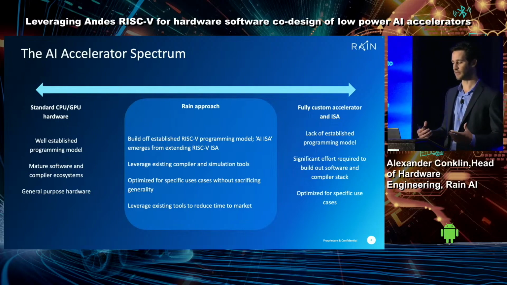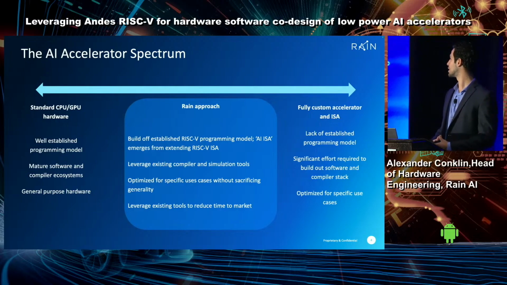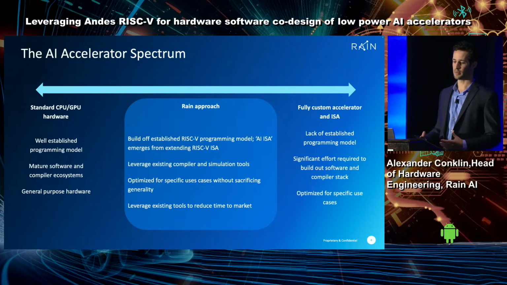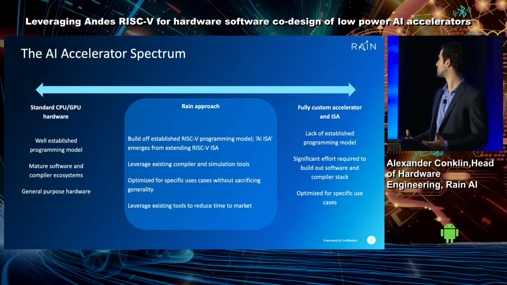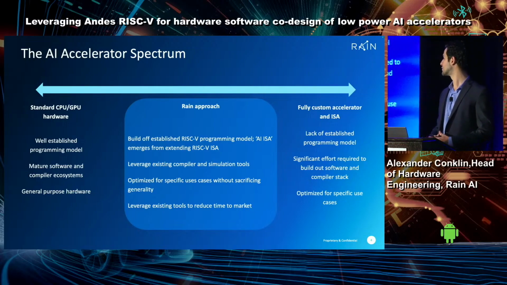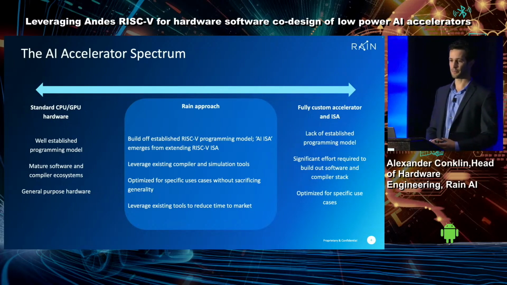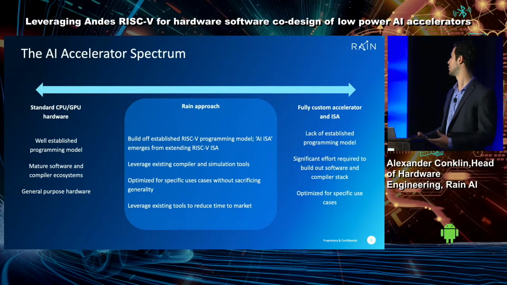One of our core competencies is in custom silicon design and building really performant accelerator blocks, but we want to leverage some of the software and programmability models that are available. So we build off an established RISC-V programming model. We create an AI ISA that emerges naturally by extending the RISC-V ISA. We're able to leverage the things that RISC-V does well. It's open source. A lot of people care about software. There's LLVM. You can buy a RISC-V processor off the shelf today, and you can compile an AI model to its VPU. And that's a really good starting point.